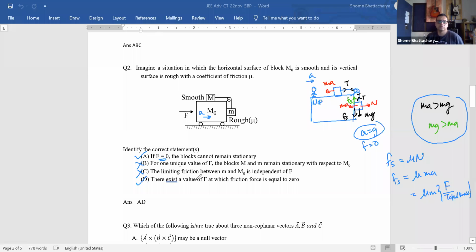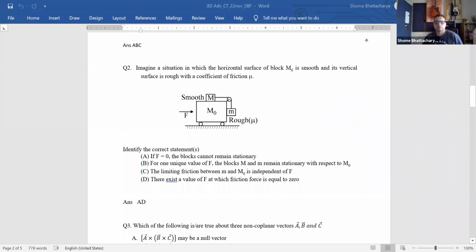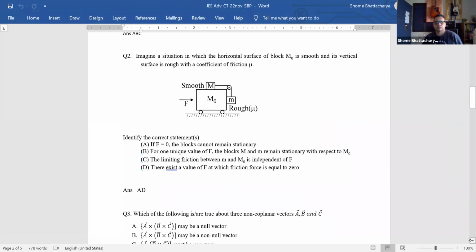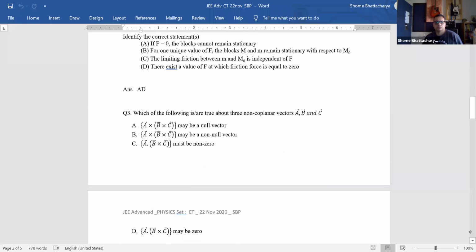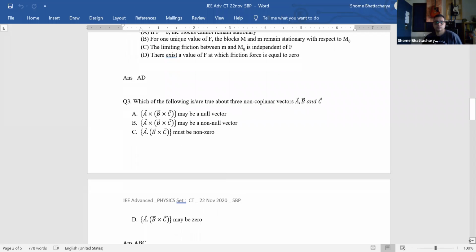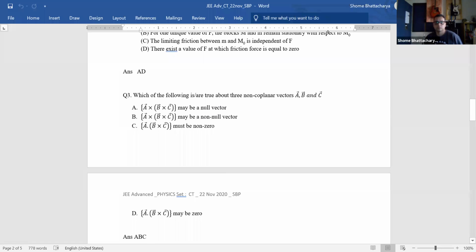Is this clear? Samarth, the question is clear, beta? Okay. What about this vectors question, the third one? Okay, I'll explain.